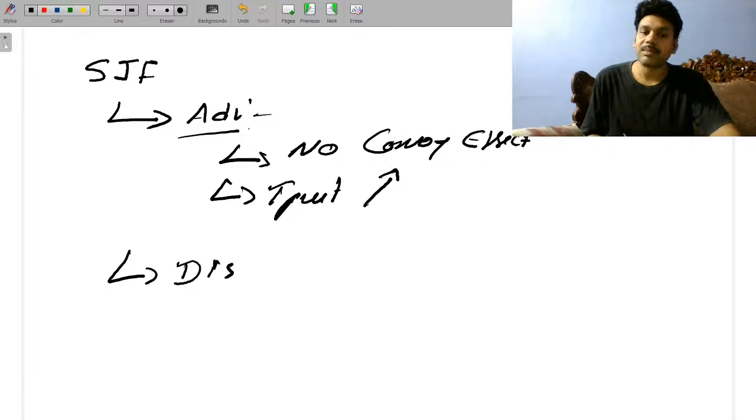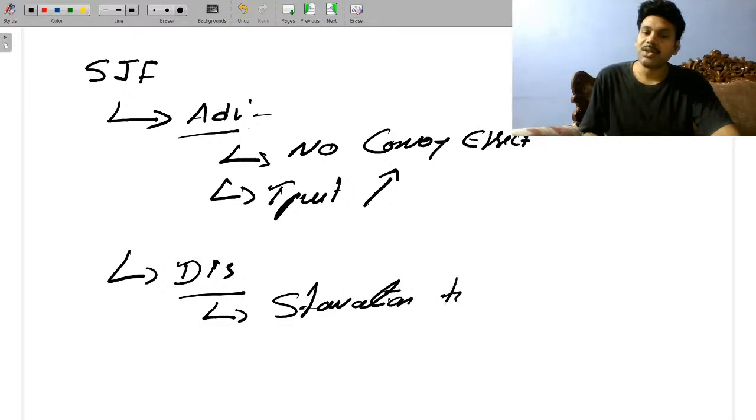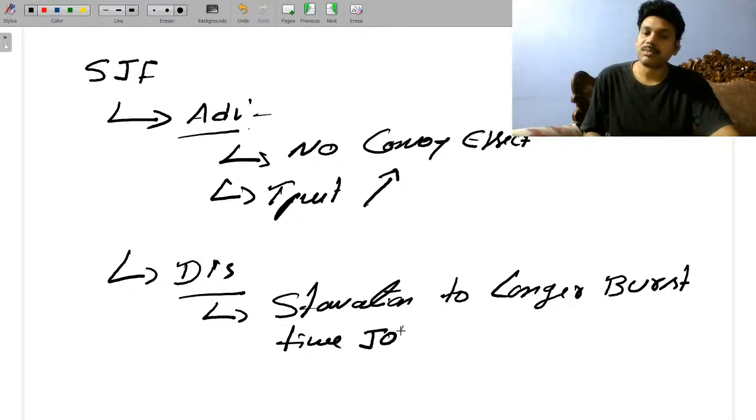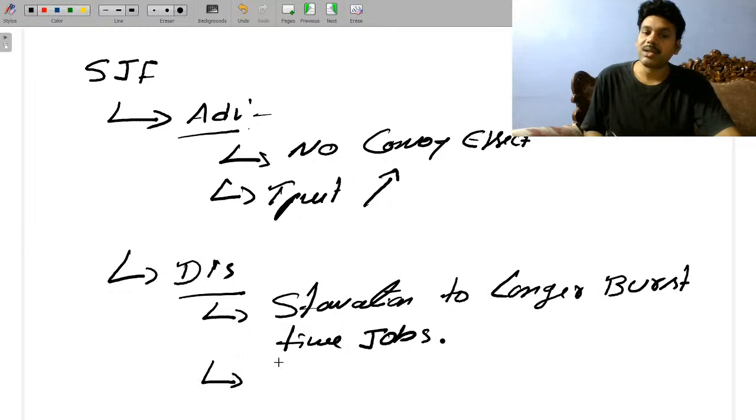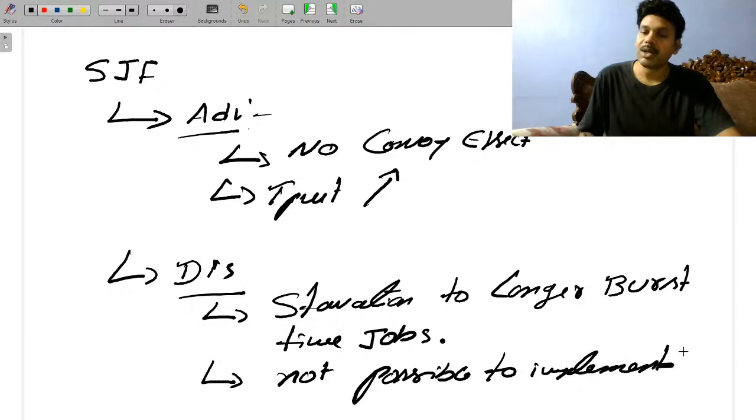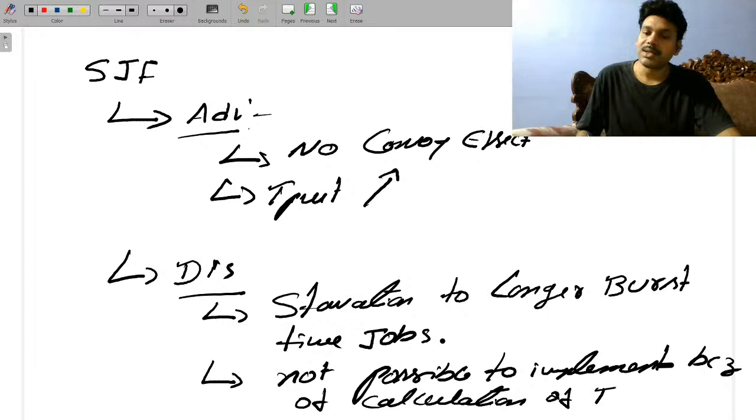But there is a drawback. What is the drawback? Starvation to longer burst time jobs. Please understand, longer burst time jobs suffer from starvation. And the next drawback is that it is realistically not possible to implement, because of the calculation of burst times.